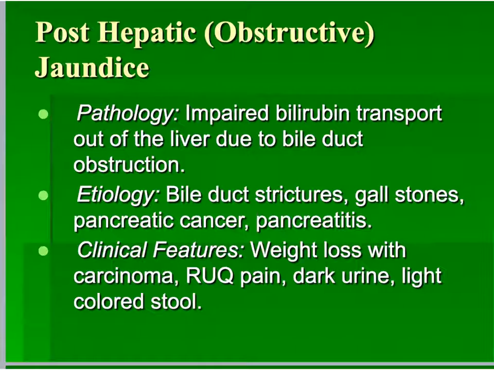Dark urine, light colored stool. Again, because if you're not getting rid of that bile, then the bilirubin starts to really leak out of the liver, and your urine turns dark, and your stool may turn light, because you're not really getting that bile to where it needs to get to.